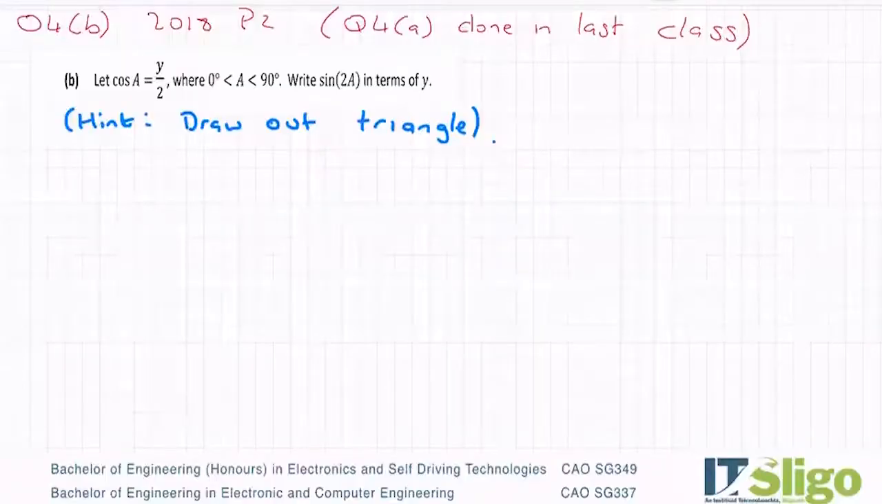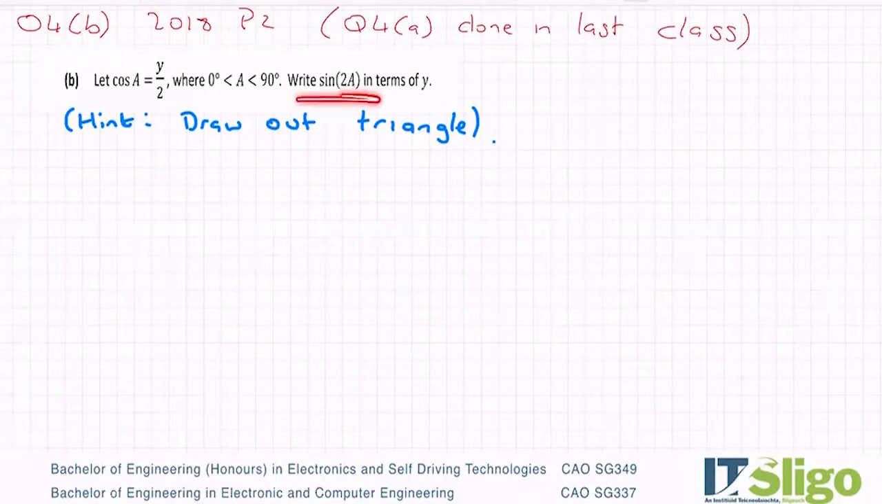Right, let's have a look at this one. We had question 4a done. Let's have a look at question 4b from 2018 paper 2. Let cos A equal y over 2, where A is between 0 and 90 degrees. Write sine of 2A in terms of y.